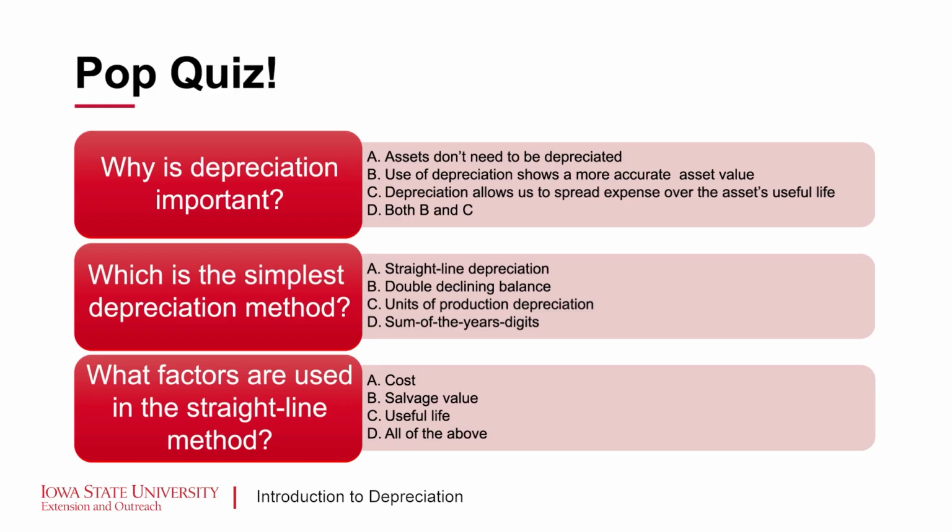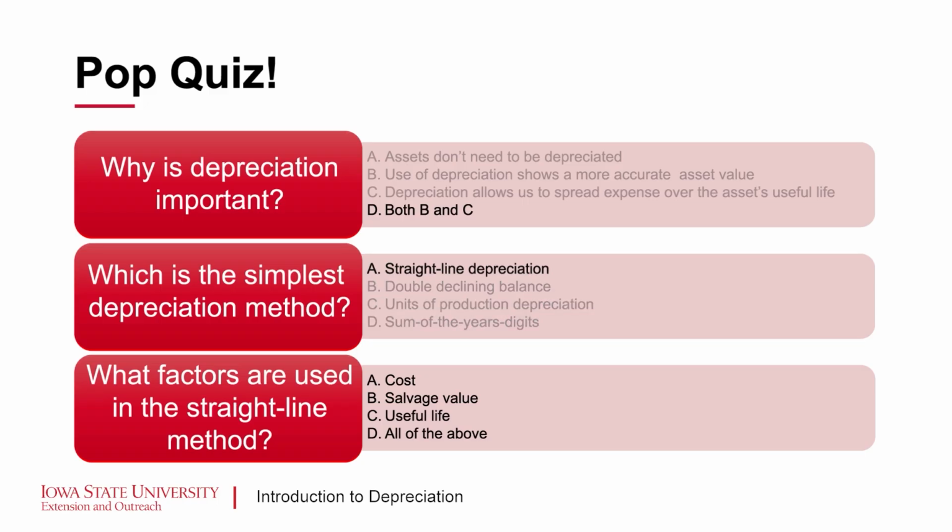Here are the pop quiz answers. For the first question, why is depreciation important? The best answer is D, both B and C. Use of depreciation shows a more accurate asset value, and depreciation allows us to spread expense over the asset's useful life. The answer to the second question, which is the simplest depreciation method, is A.